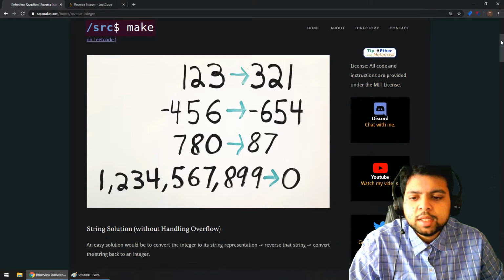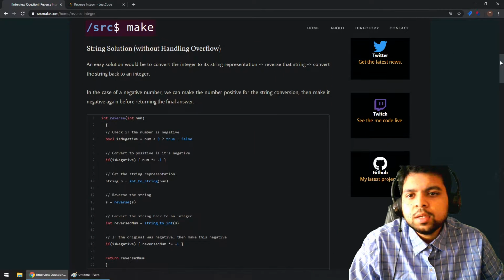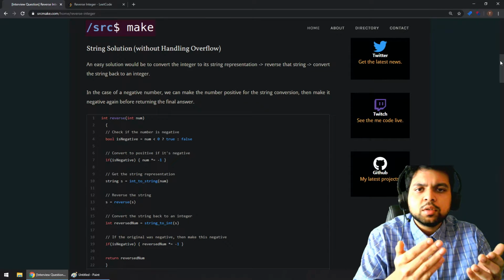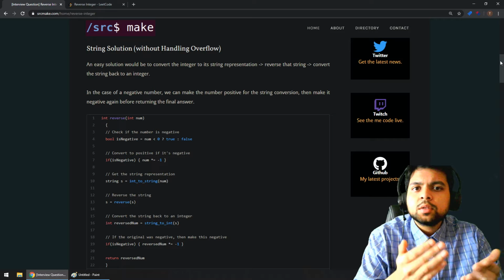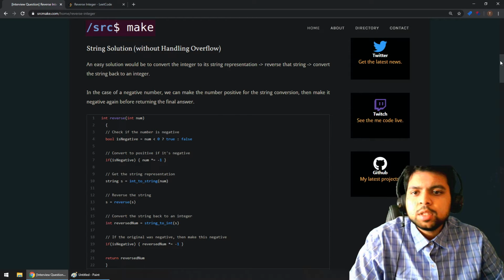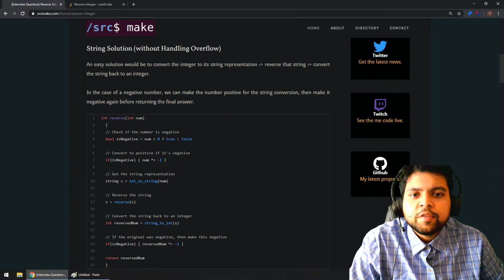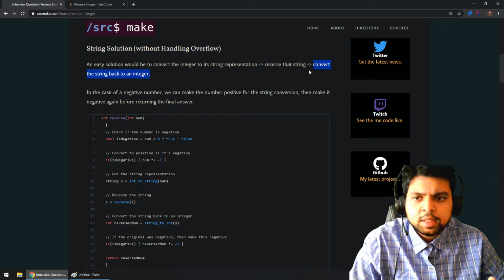It actually does sound easy, and this is an easy solution. It's the string solution. Working with integers and the digits of integers is not easy, but working with the characters inside of a string is easy. So the easy solution is to convert our integer to its string representation, reverse the characters in that string, and then convert that string back into an integer, and we can return that. So that's a really easy solution.